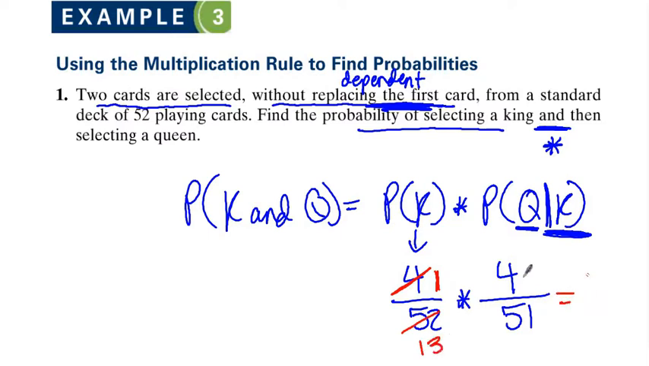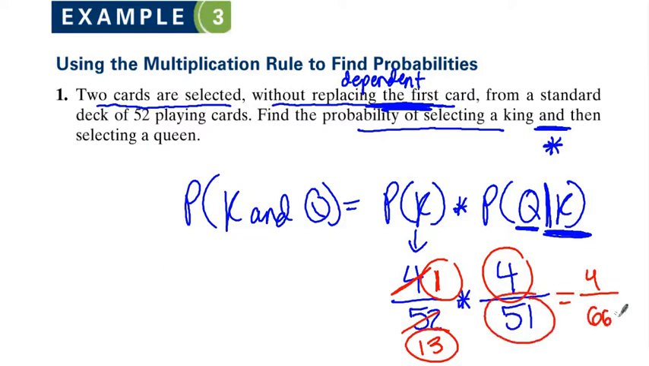And when you multiply that, you get 1 times 4, which is 4. 13 times 51 is, I don't have a calculator in front of me, I think that's 663. So you could either leave it like that, or you could find the decimal version of that. And that's going to be pretty small. I'm guessing it's going to be somewhere similar to maybe 0.06, something like that. So about a 6% chance of that happening.